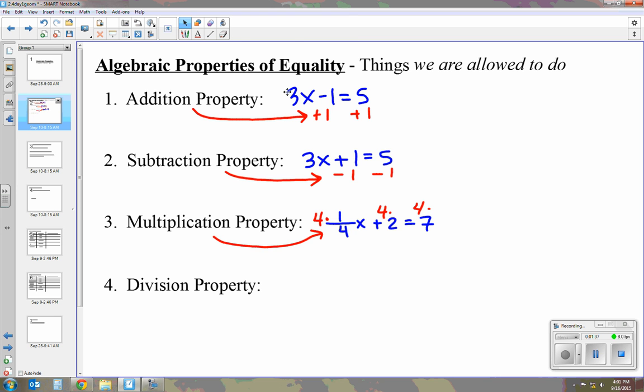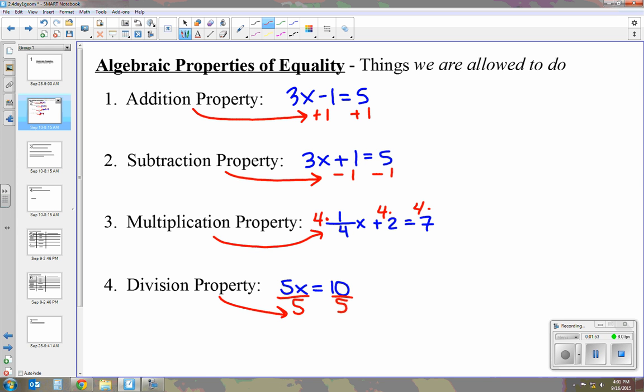And our last one: let's say we have something like 5x equals 10. To get the x by itself, we would divide by 5 on both sides. And so that is our division property of equality.